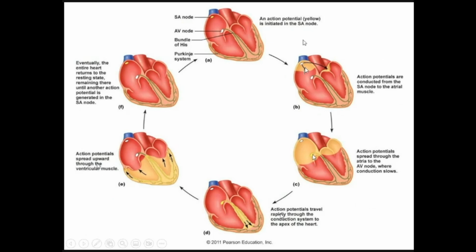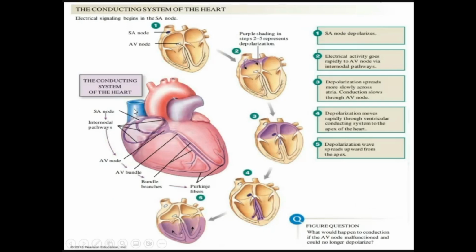The action potential spreads upwards through the ventricular muscle. From the apex, it spreads upward via the Purkinje fibers. Eventually it goes to the whole myocardium of the ventricle, it contracts, and then it comes to a resting state, waiting for the next action potential. This is just repetition. I just want you to look at this sequence here. Remember: SA node, internodal pathway, which is the Bachmann bundle, and to the AV node. From the AV node to the AV bundle, which is the bundle of His, then right and left bundle branches, and finally the Purkinje fibers. Remember this sequence.